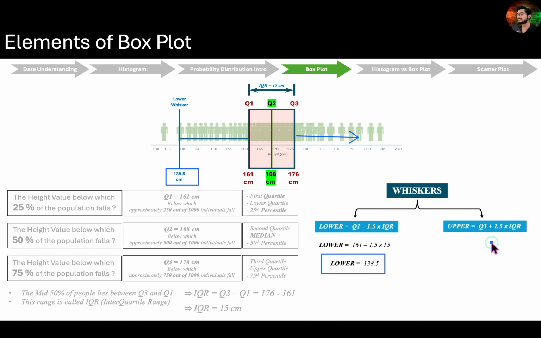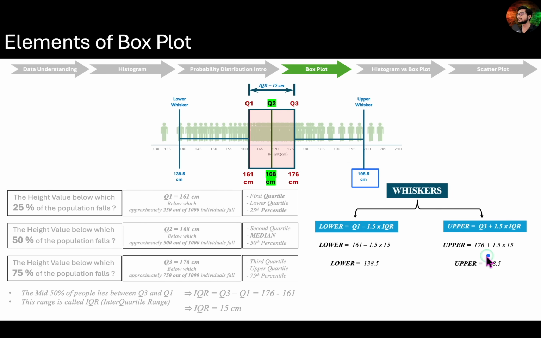Similar to the lower whisker, this upper point can be calculated using the formula Q3 plus 1.5 times IQR. So in our case, it is 176 plus 1.5 times 15, which equals 198.5 centimeters. Therefore, the upper whisker ends at a height of 198.5 centimeters on the height axis. Cool? That's the method we generally use to draw whiskers on a box plot.